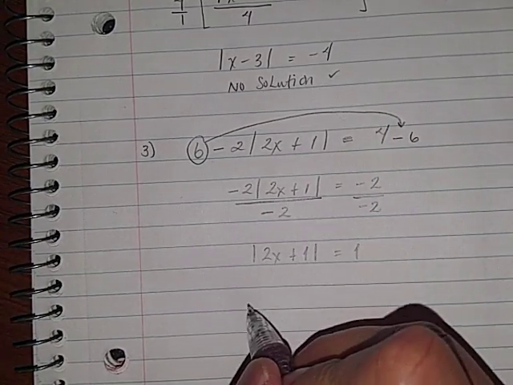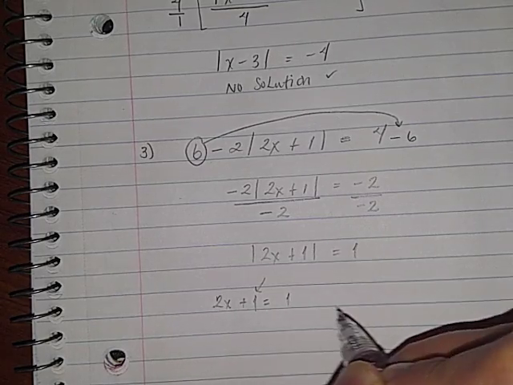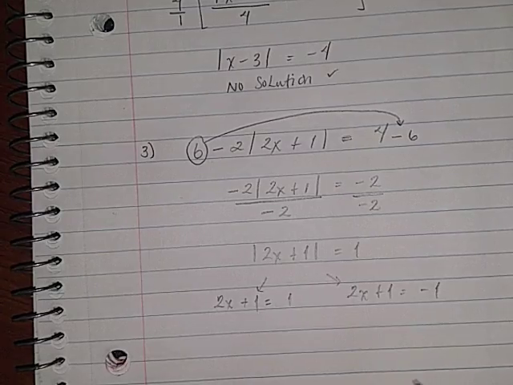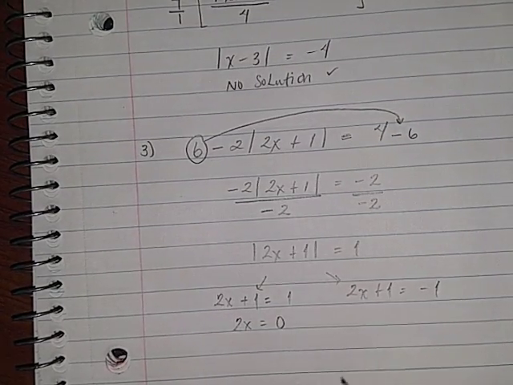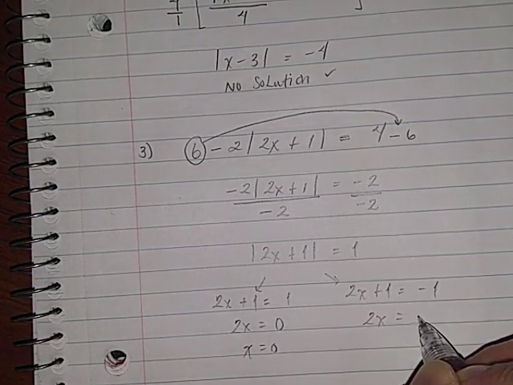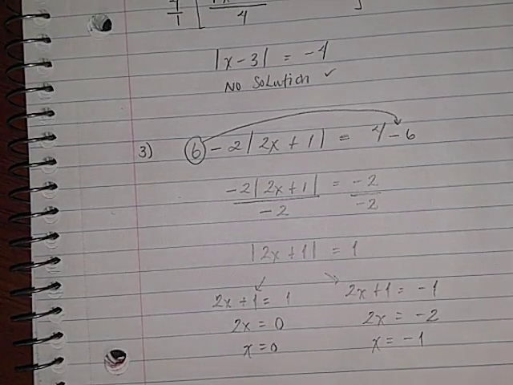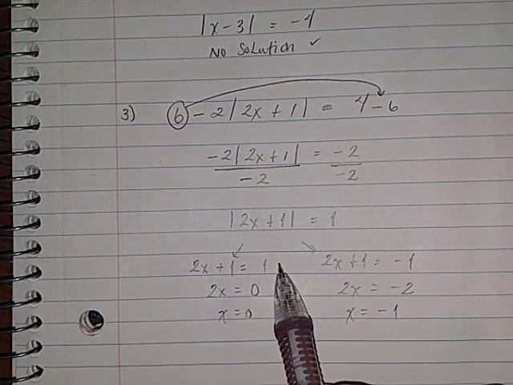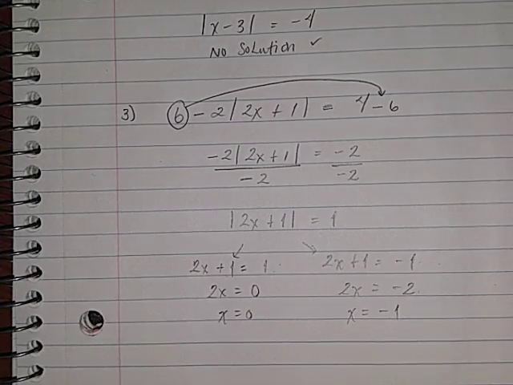I've isolated the absolute value, so now I can solve it. 2x plus 1 equals 1, and my second solution is 2x plus 1 is equal to negative 1. Right here, when you solve it, you should get 2x is equal to 0, therefore x is equal to 0. Over here, you should get 2x is equal to negative 2, and therefore x is equal to negative 1. That's minus 1 over on this side, and minus 1 becomes negative 2. And those are your solutions.